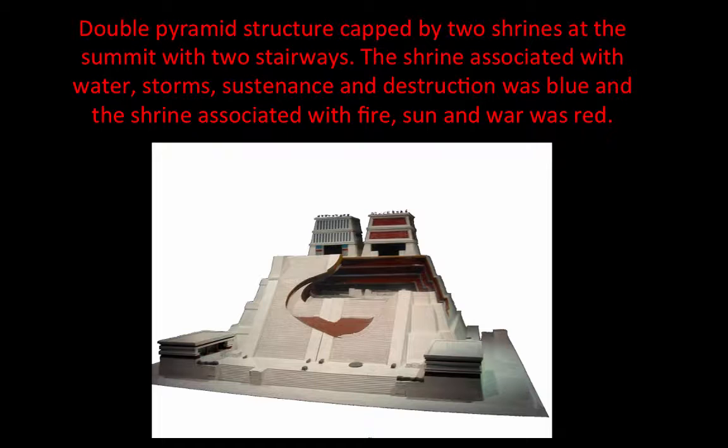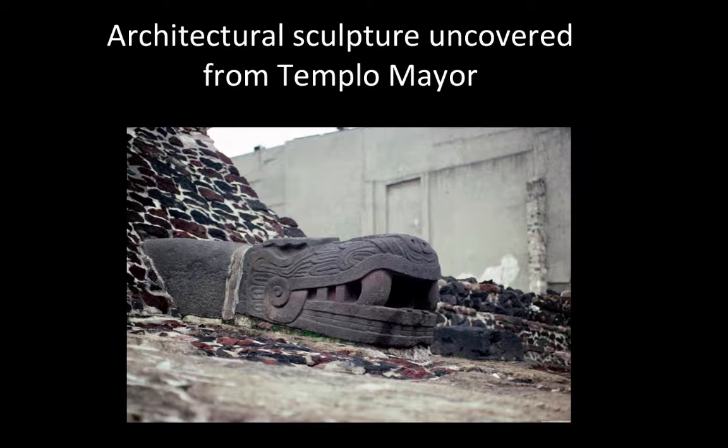Here you have a slide that gives you an example of the double pyramid nature of the Templo Mayor. And the water side, the Tlaloc side, not surprisingly uses a lot of blue in its coloration. And the Huitzilopochtli side, not surprisingly, uses a lot of red. What I find interesting, and a wonderful way to end this lecture, is that the Huitzilopochtli side has its own style of architectural decoration, but the Tlaloc side has some really monumental images of these feathered serpents.